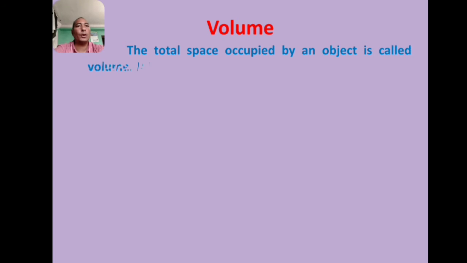Volume. The total space occupied by an object is called volume. It is denoted by capital V. Its unit is cubic meter, m cube.